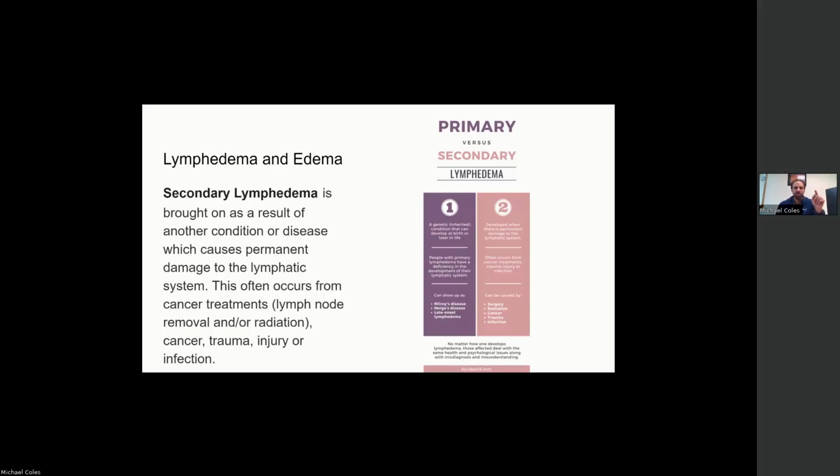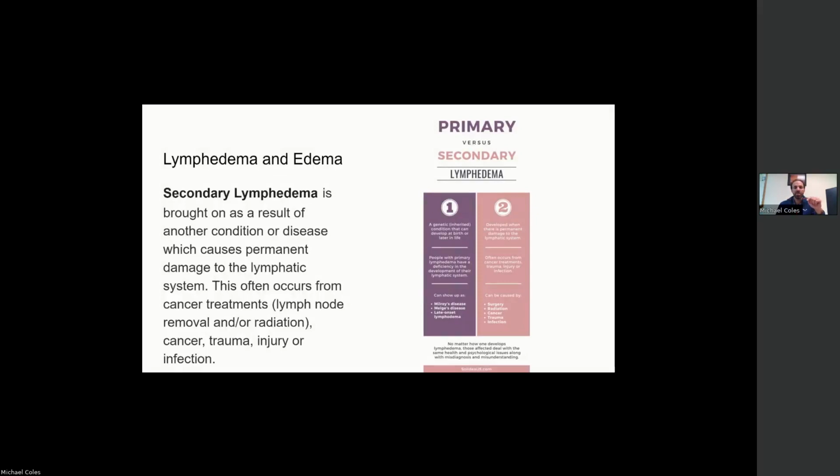Secondary is brought on from another condition or disease, which causes permanent damage to the lymphatic system. That's what secondary means when you're talking about any type of medical disease. They'll say something is secondary, which means that it was caused by something else. Correct. Okay.